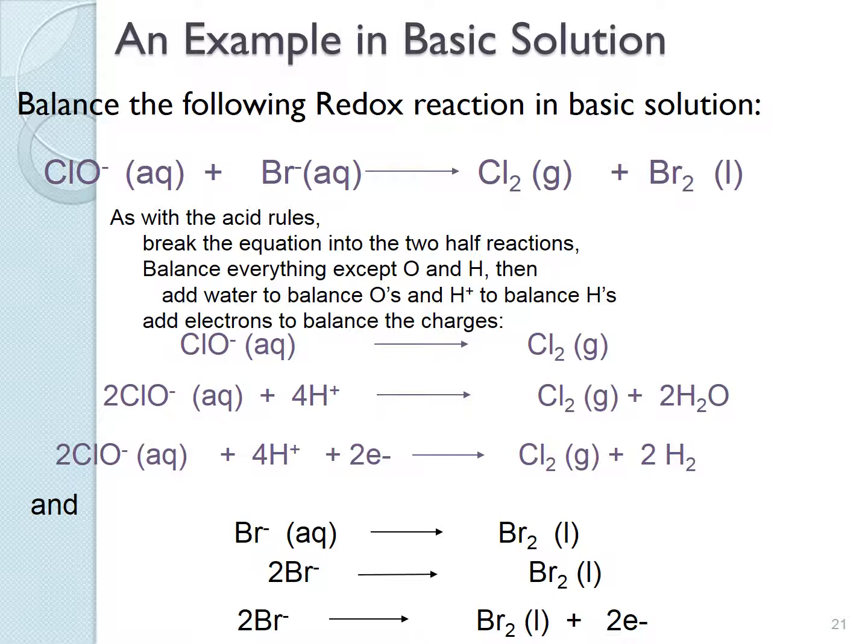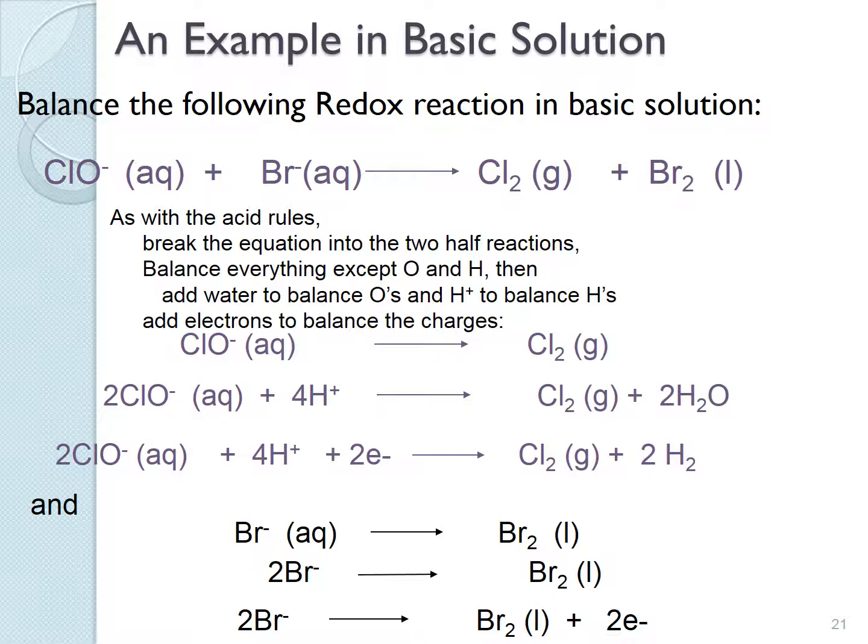In the second equation, because we have a -2 on the left-hand side, we have to add 2 electrons to the right-hand side. So now both sides are -2. It doesn't matter what the charges are, they just have to be the same, and we have to add enough electrons to make them the same.